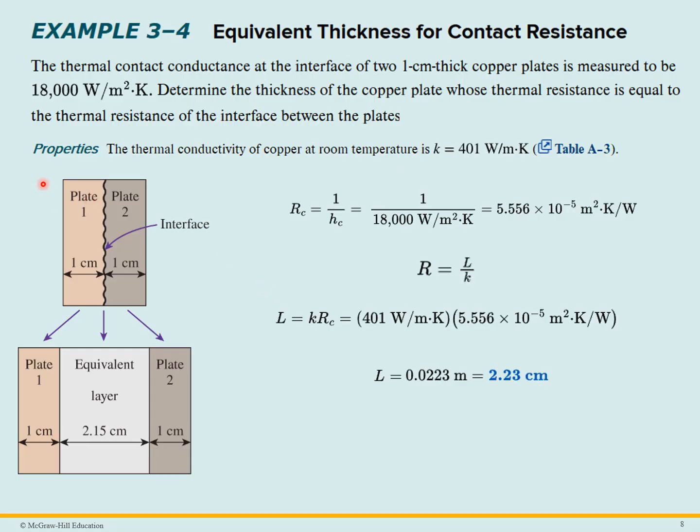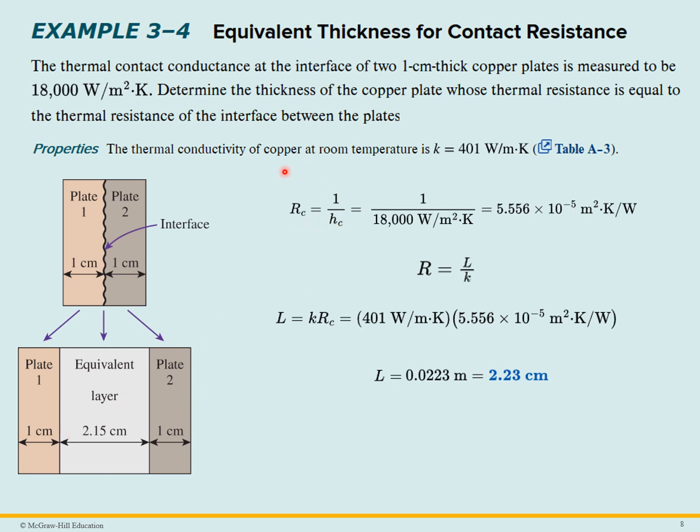So let's see how to apply this in a practical problem. Here we have two plates of copper of thickness 1 centimeter each, and you can see at the interface there is not good contact. We're told that the thermal contact conductance at the interface is 18,000 watts per meter squared Kelvin. We want to determine the thickness of a copper plate whose thermal resistance is equal to the thermal resistance of this interface. So basically we're asking: at this interface there is going to be some loss of conductance. What equivalent layer can we put in there that would offer the same value?